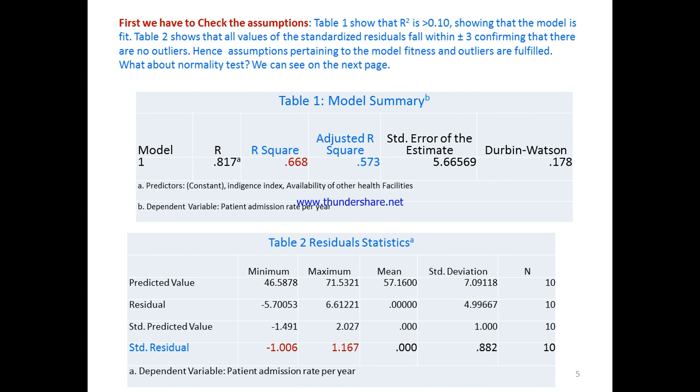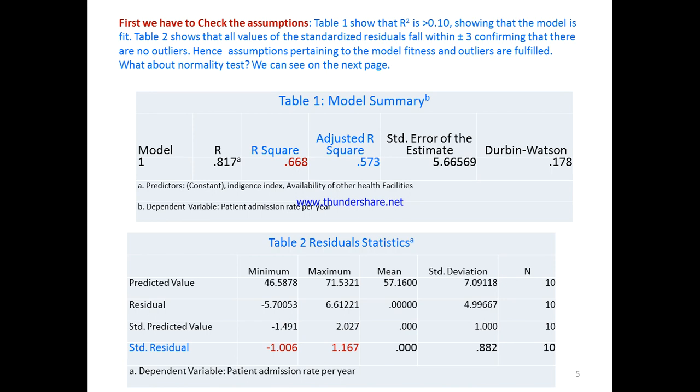R-square must be greater than 0.1, or at least 10%. If that is satisfied, then we can conclude that the model is fit. Therefore, we continue with reading the model. In this case, as you can see from this output, the model fitness R-square is 0.668, which is 66.8%. So it is much greater than 0.1, and therefore the model is fit.